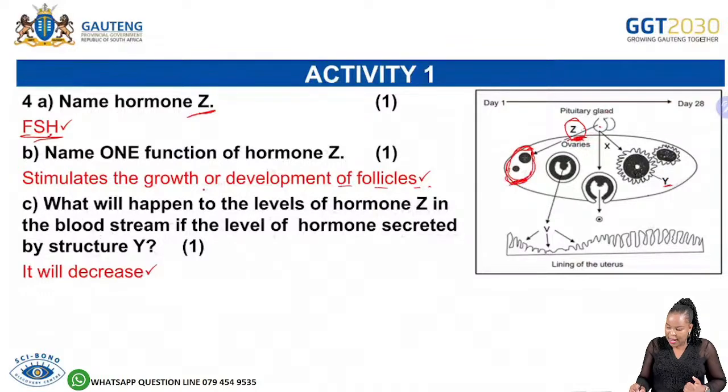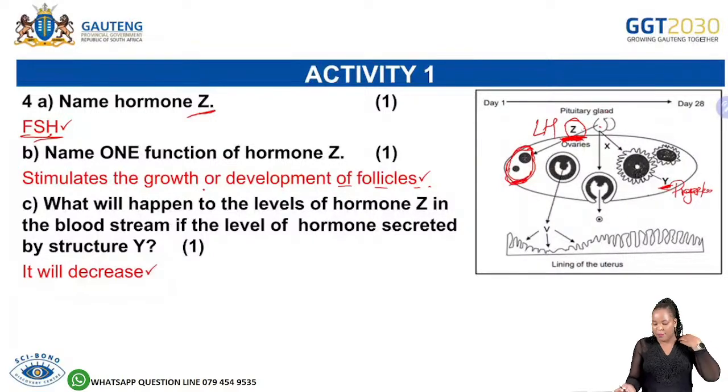So if structure Y secretes a hormone, which is progesterone, we've established, what is going to happen to the level of the hormone secreted at Z? At Z, we have LH, at Y, we have progesterone. So this is that negative feedback we were talking about. We said that the level of progesterone is going to decrease the amount of FSH. No, this is FSH being secreted. Right. So it means it will decrease. That is what is going to happen.